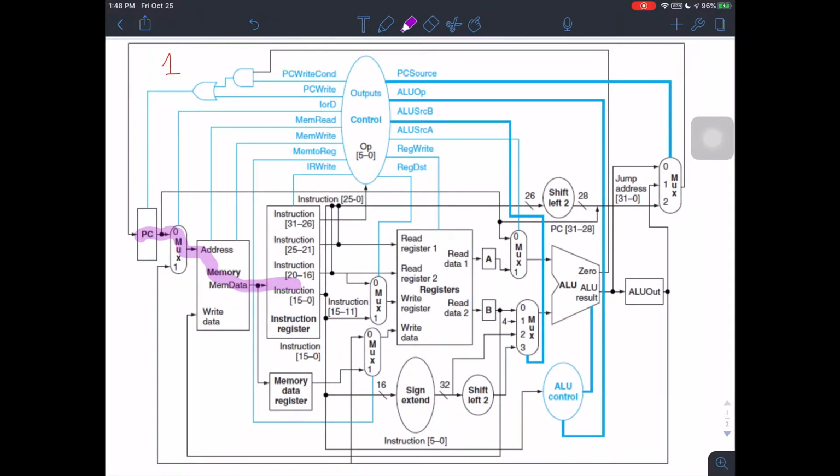Then, the PC is updated. It is done so by sending its signal to the ALU so that it can be incremented by 4. Then the resulting address is sent back to the PC via this route. Then the PC is updated.